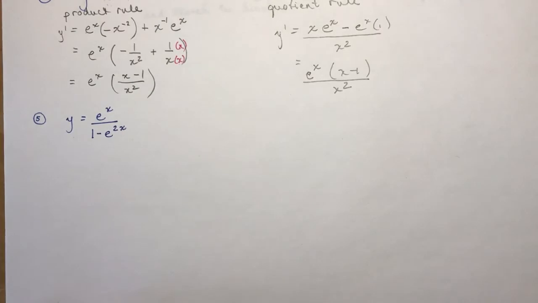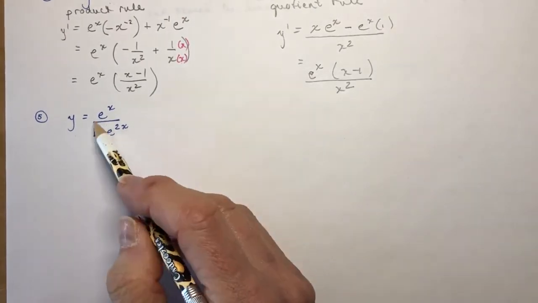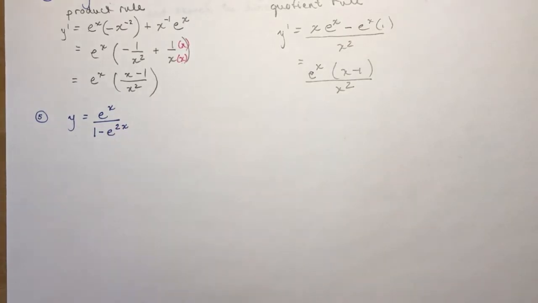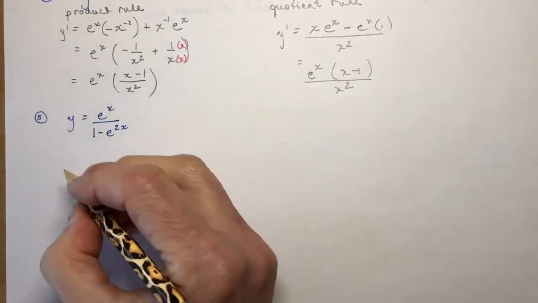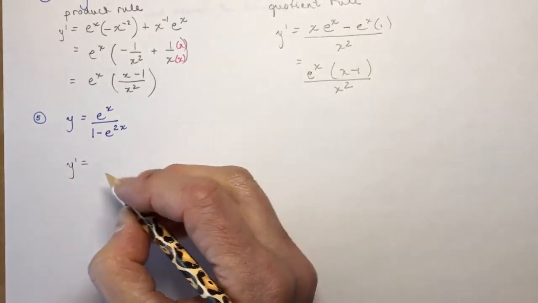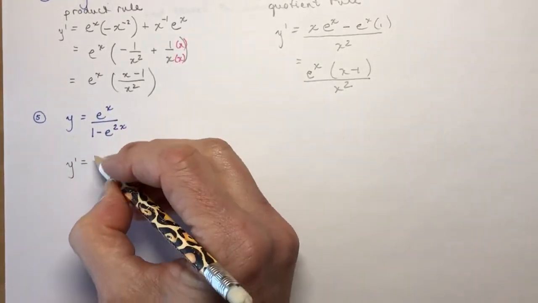Okay, the next one I want you to look at is this one here, y equals e to the x over 1 minus e to the 2x. Okay, so take a deep breath. You need it when you have a cold. Okay, so now I'm going to do the ho d high rule.